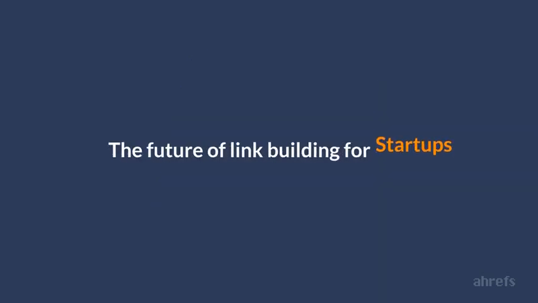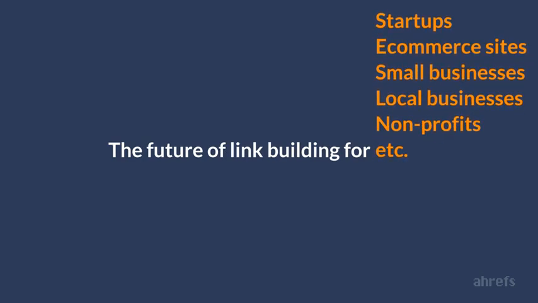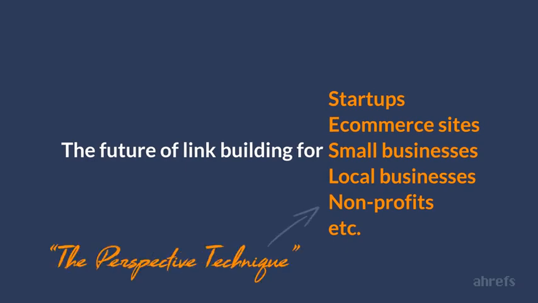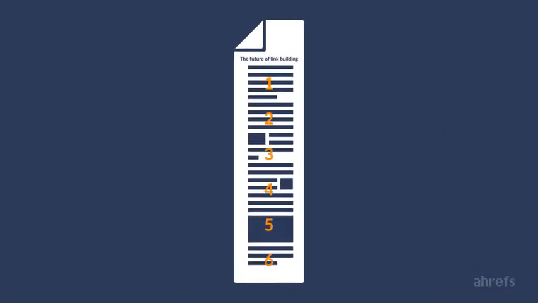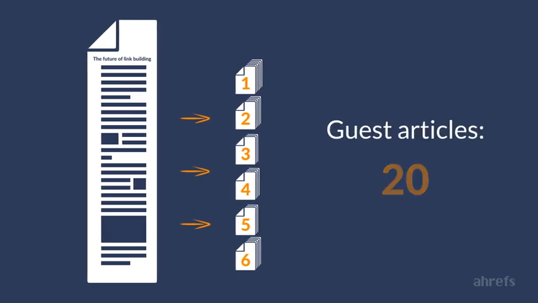We could talk about the future of link building for startups, e-commerce sites, small businesses, local businesses, non-profits, etc. I know these topics sound a bit clumsy, but you get the idea of how the perspective technique works, right? For every unique guest article idea that you have in your list, it is possible to create a few nice variations by changing the perspective slightly. That said, by applying the splintering technique and the perspective technique just to our single guide to link building, we could easily come up with nearly 20 unique guest article ideas in less than 20 minutes.